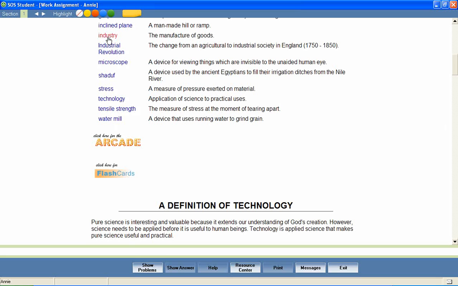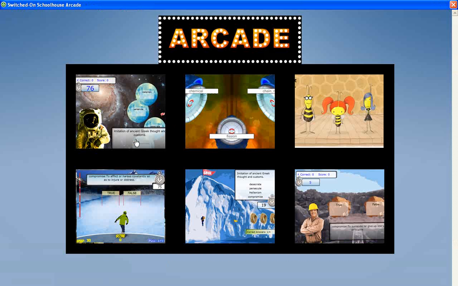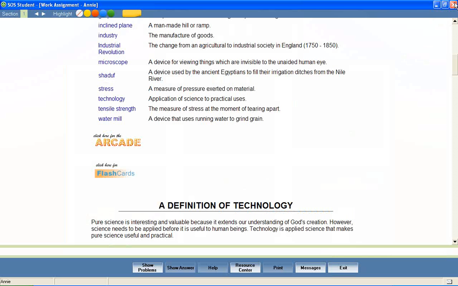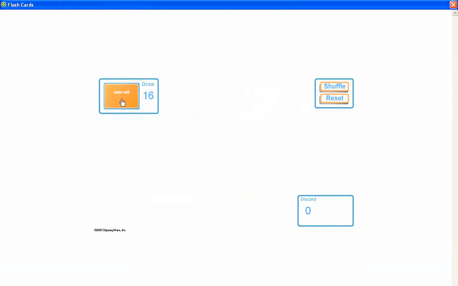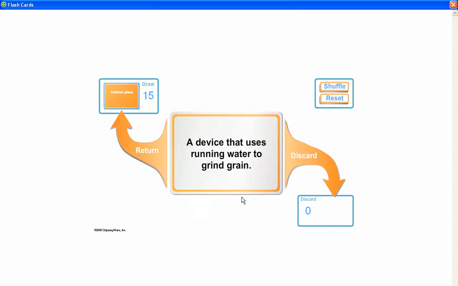For example, students can hear the correct pronunciation of each word. Industry. Shadoof. In addition, the vocabulary arcade games encourage mastery of the vocabulary words by providing practice in the correct spelling of each word and in matching each word with its definition. Flashcards allow students to easily review the words and their definitions.